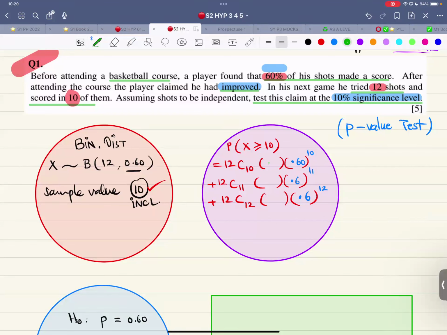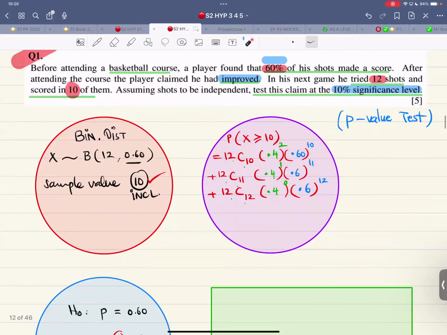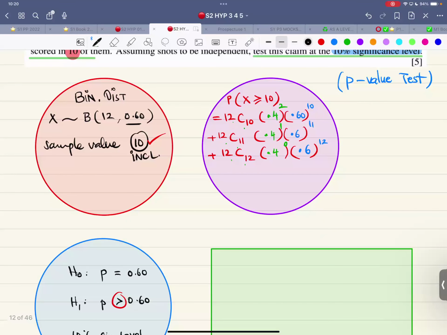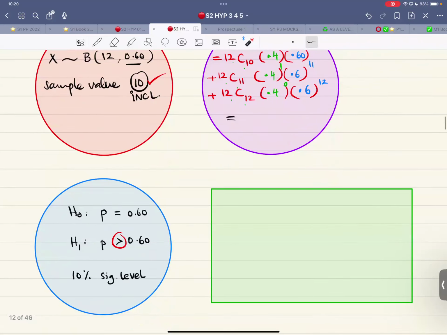What is left? Probability of failure. That is 0.4, that is 0.4, that is 0.4. The difference between 12 and 10 is 2, 12 and 11 is 1, and 12 and 12 is 0. Again, re-emphasizing the very common fact that the sum of the powers should always add up to n, which is 12 in this case. Now, once you have used a calculator, it's your choice whether you want to show the 3 answers in decimals separately and then add them up, or just show this much working, use a calculator properly, and then give this answer over here. So let me take a sneak preview of the next page.